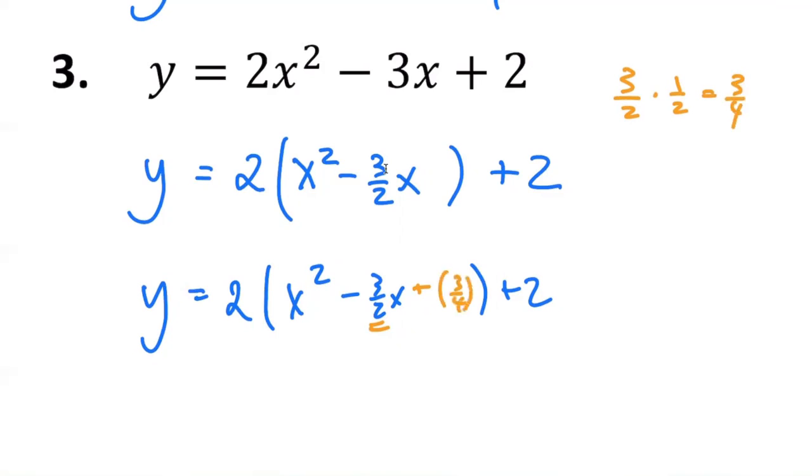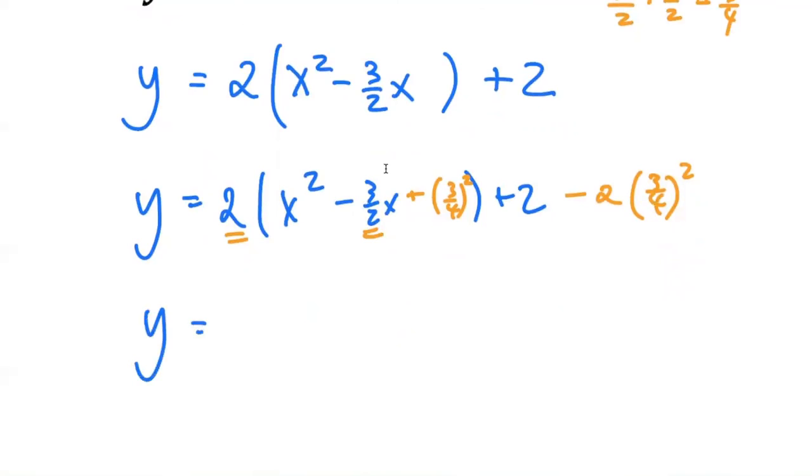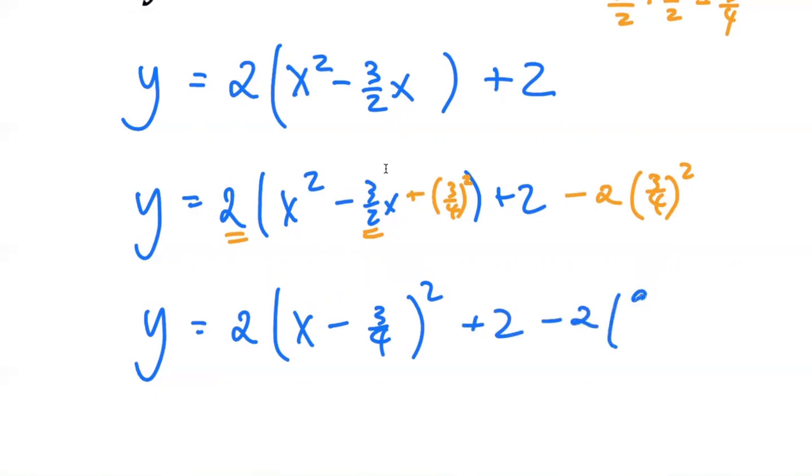So 3/4 squared. Okay, and then minus, well, don't forget there's a 2 sitting up front. So 3/4 squared. Okay, and then we have 2 times x squared. My bad. It's supposed to be a perfect square: 3x minus 3/4. Okay, perfect square. And then plus 2 minus 2 times 9 over 16.